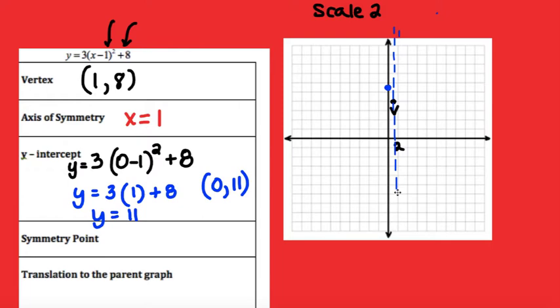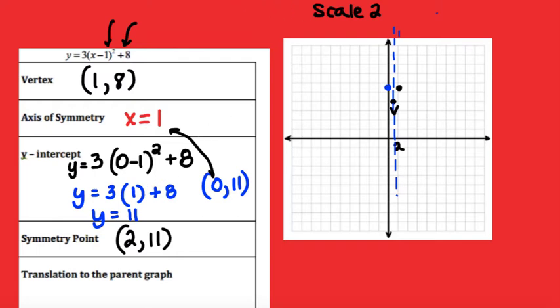So to reflect that point, I want to reflect the y-intercept. I go the same distance on the other side of the axis of symmetry, which would be right here, at the point (2, 11). Noticing they're the exact same distance from the axis of symmetry: from 0 to 1 is 1 unit, and from 1 to 2 is 1 unit. So I'll always be the same distance on the left and the right.